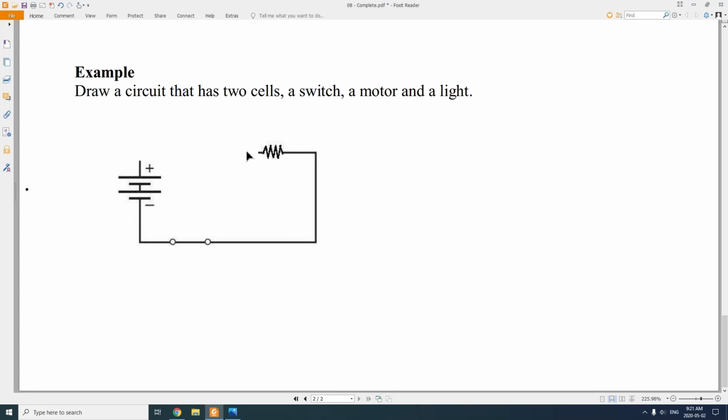And there's also a light. Yeah, there's my light. And that's it. So I need to connect it back up to the end of the battery. There's my full circuit.